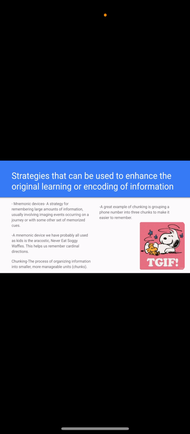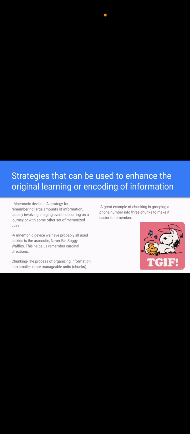Strategies that can be used to enhance the original learning or encoding. Mnemonic devices. This is a strategy to remember large amounts of information, typically using imagining events. A mnemonic device we have probably all used as kids is the acronym "Never Eat Soggy Waffles." This helps us remember cardinal directions: north, east, south, west.